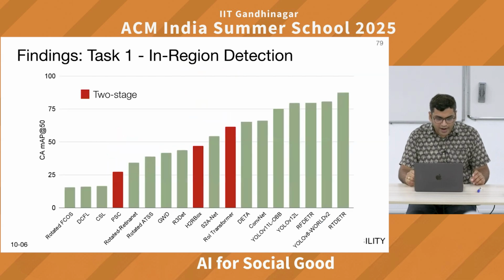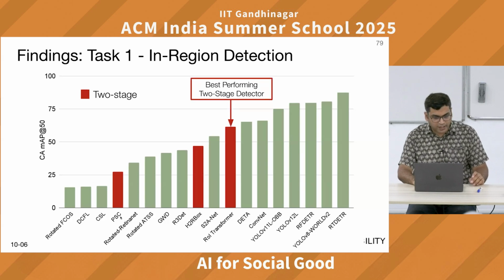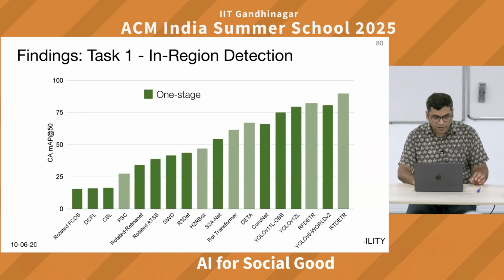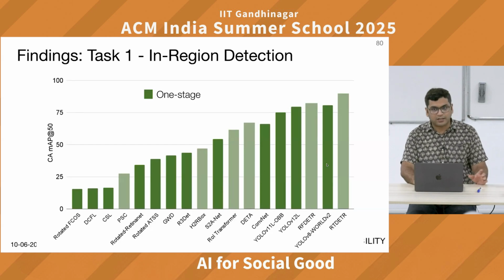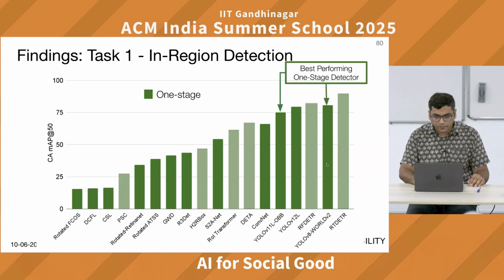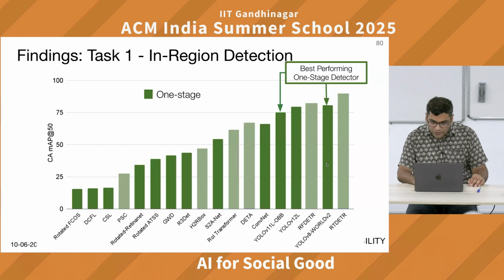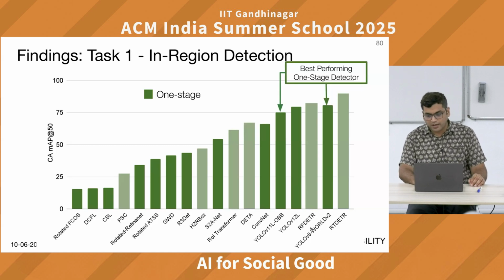So we found out that in this case, if you're looking at the two-stage detectors, there is a ROI transformer, there is a H2R box, and there is a PSC algorithm. The best performing two-stage detector was the ROI transformer, whereas the one-stage detectors you can see are generally performing well in this case. The best ones for us were the YOLO models with certain variants, YOLO V11 and YOLO 8 world model.